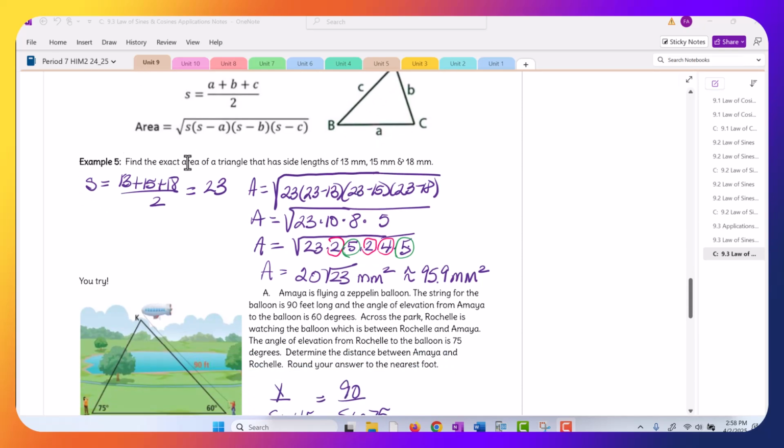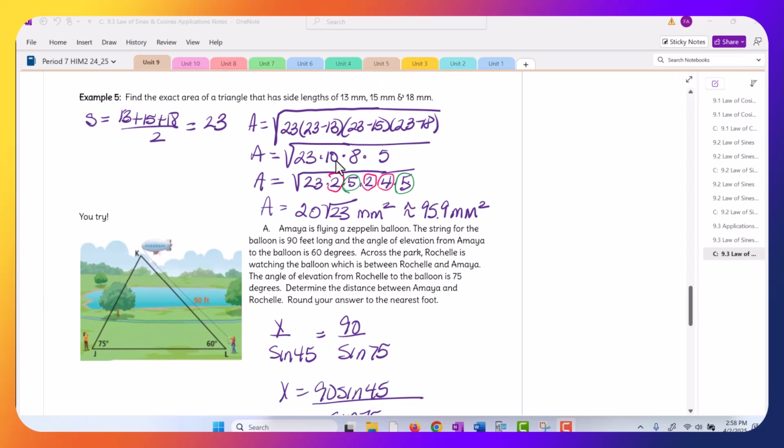So if we try it out on this one, they're asking for the exact area, so we're going to have to extract roots like we did earlier in the school year. This is a nice little refresher. I find my semi-perimeter, and then I have semi-perimeter minus side 1, minus side 2, minus side 3. I have a 23, an 8, a 10, and a 5. I've got 23 as a prime number.